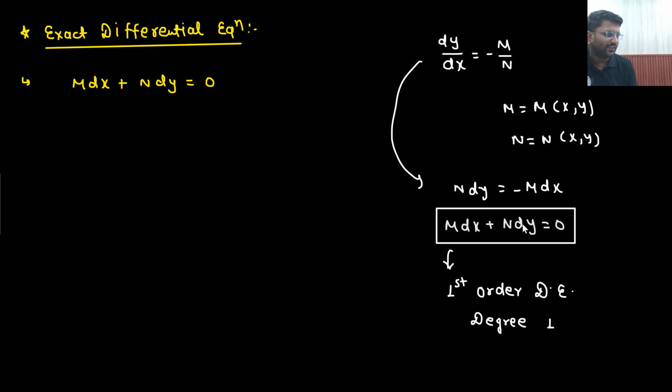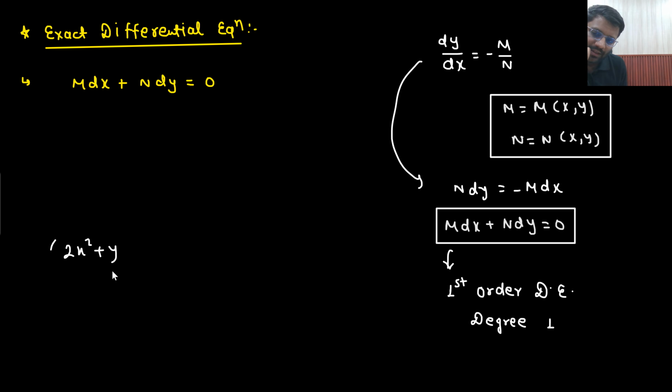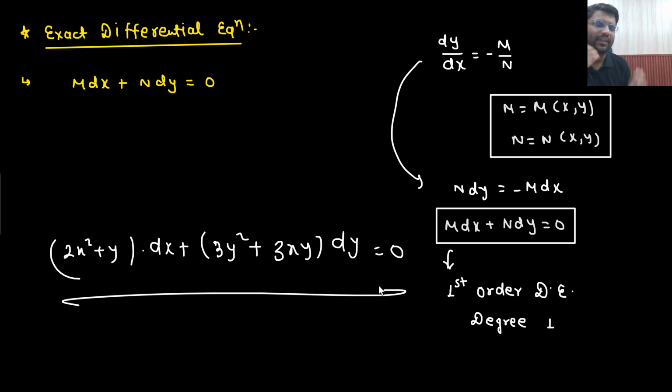So in the examination, if this form m dx plus n dy is given, then what do you need to check in the examination hall? You also know that m is a function of x comma y and n is also a function of x comma y. It could be given in this way: (2x square plus y) dx plus (3y square plus 3xy) dy equals 0. This kind of equation could be written. So you will make the standard form m dx plus n dy.